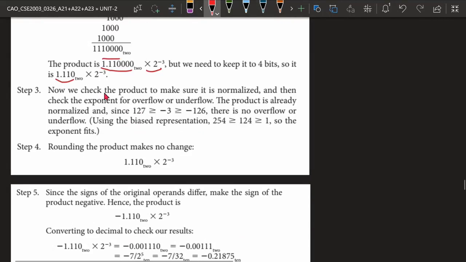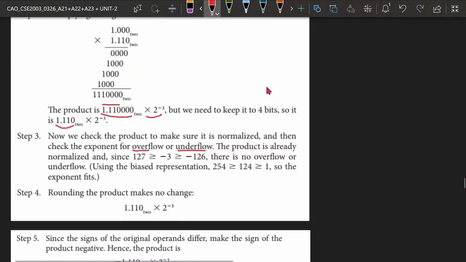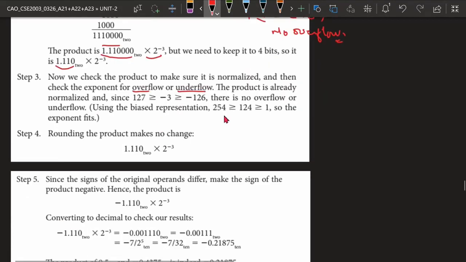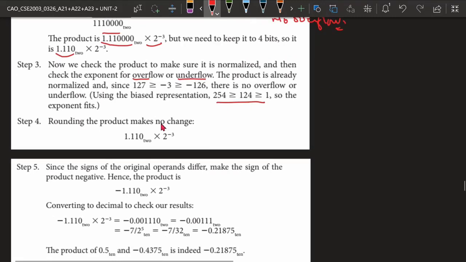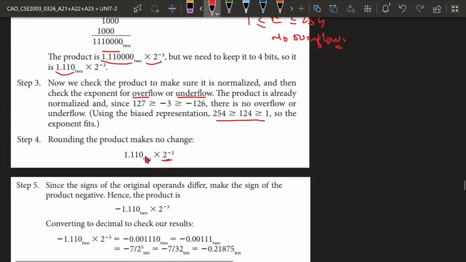Now we can check for overflow or underflow. To check this, we need to check whether the exponent value, e dash, ranges between 1 and 254. If it is like that, there is no overflow. So it comes out to be this, with no overflow or underflow. Once it is like that, we represent this. This is the result here.